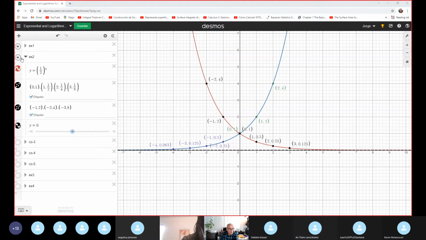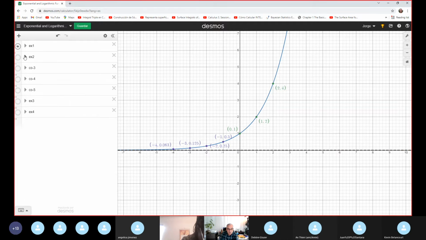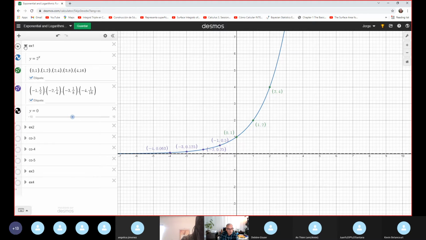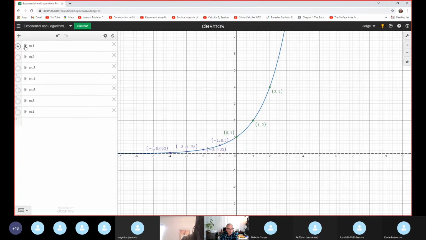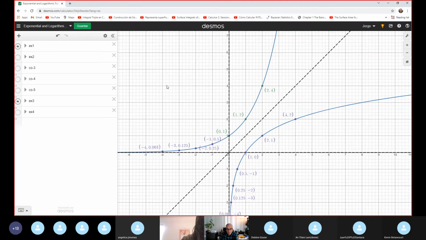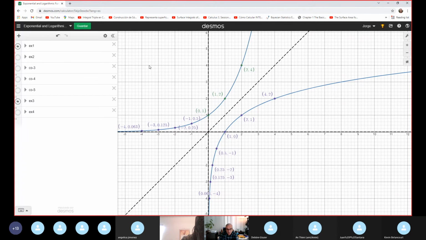Okay, so let me try to delete that part. This is the classical exponential, base 2. Look, let me show you. Now I want to put together the logarithmic, the logarithmic base 2. Boom. Look at that. It's symmetric. Very, very symmetric.